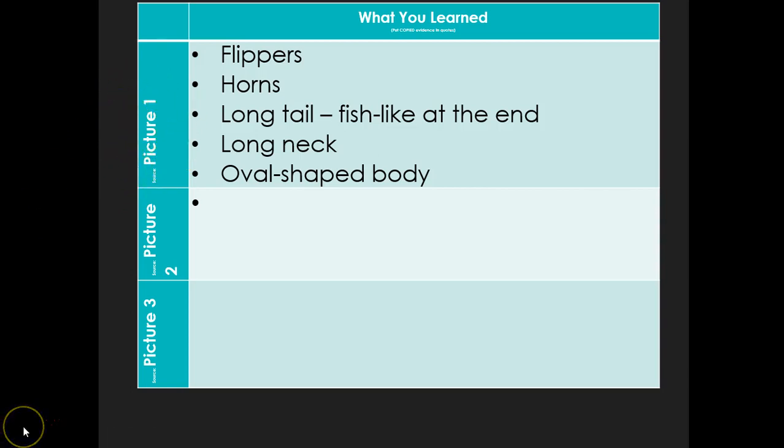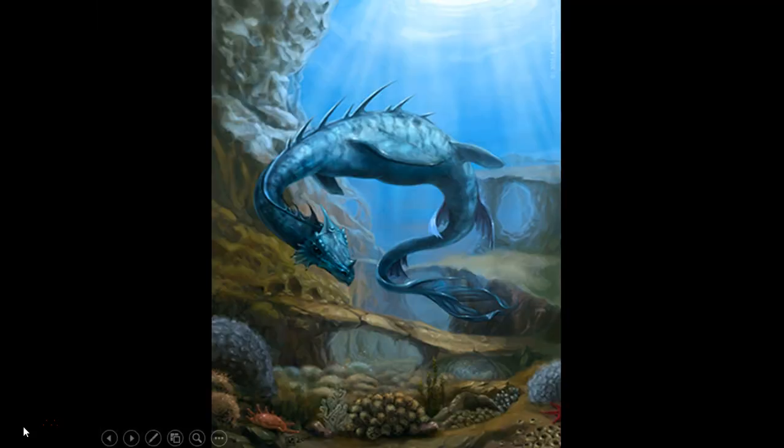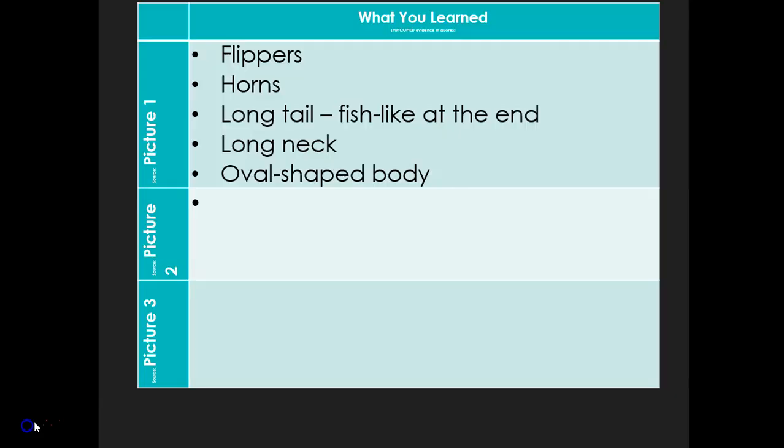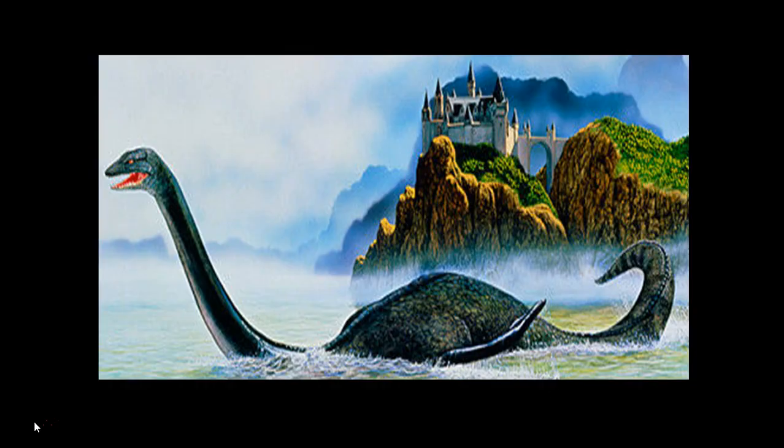I'll show you that picture once more just so you can see the notes that I took. So we have flippers, had some horns, had a fish-like tail at the end of the long tail, the body's oval-shaped, has a long neck. Here's picture number 2. So already we can see there are some similarities, there are some differences. So here are the notes that I took on picture number 2.